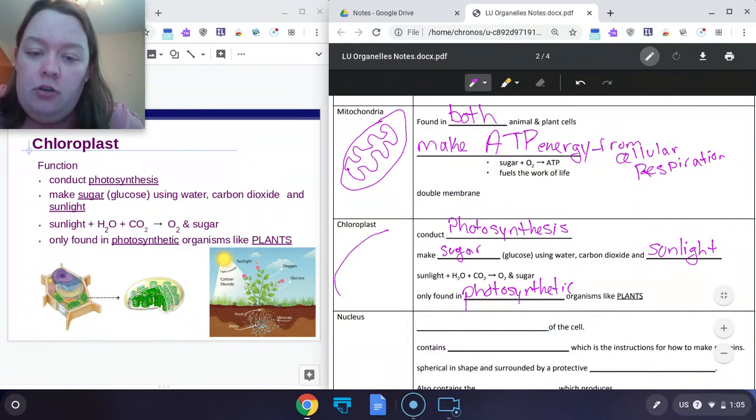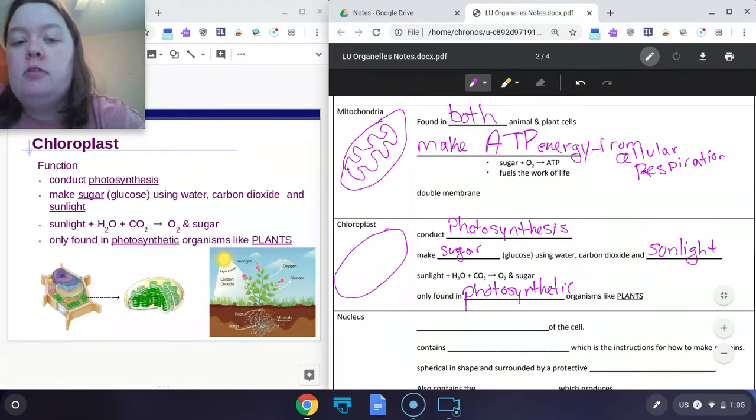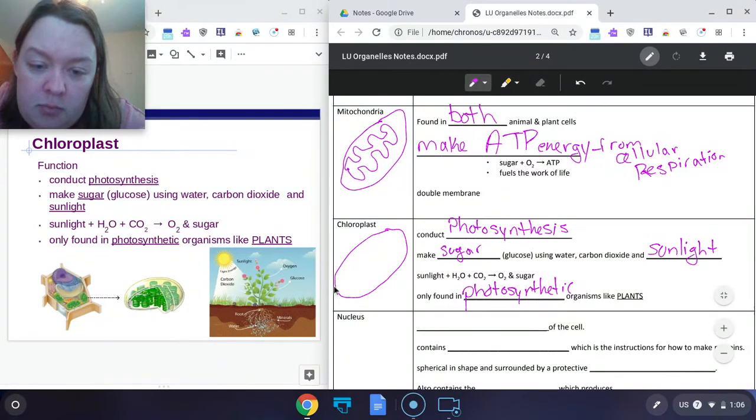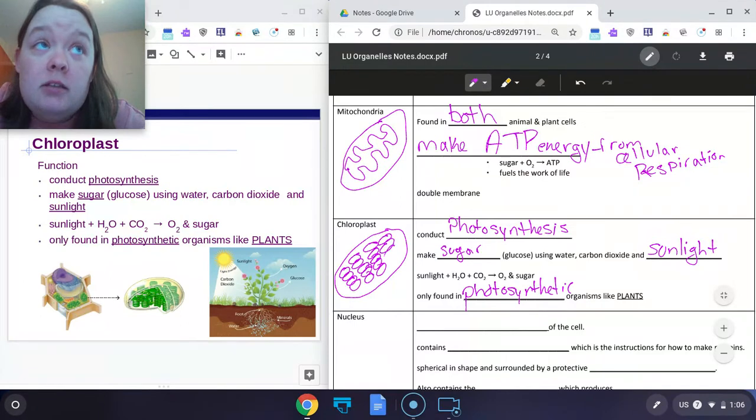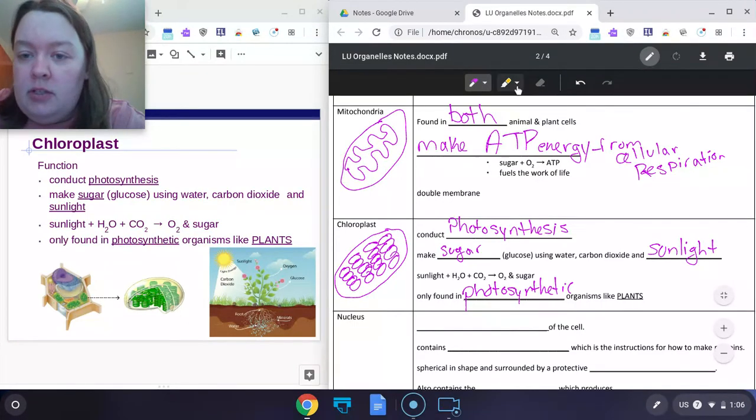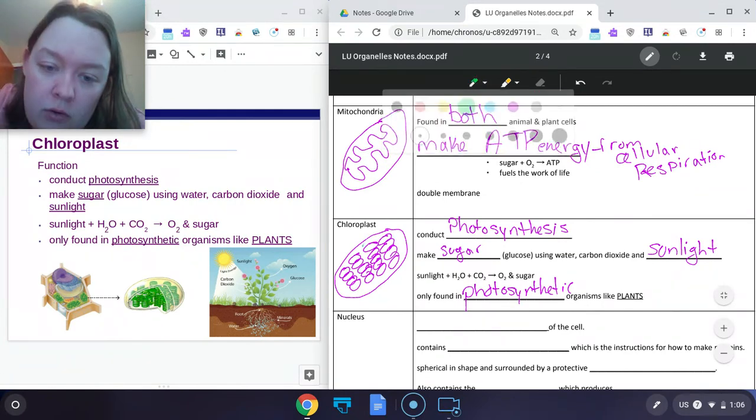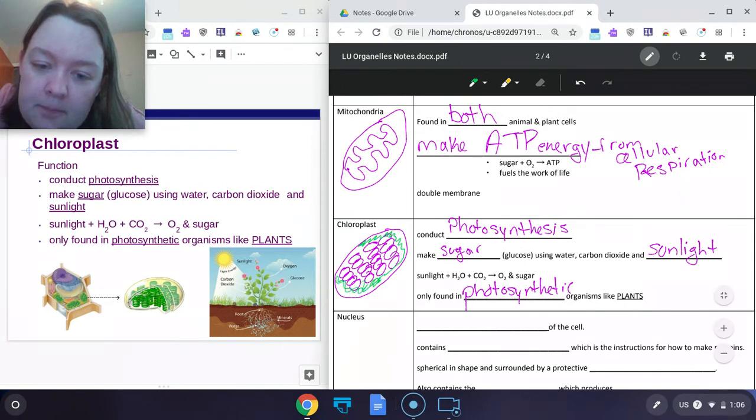Now I want to show you what a chloroplast looks like. Oftentimes mitochondria and chloroplasts are mixed up based on appearance. Mitochondria has the squiggles, but chloroplasts on the inside are going to have stacks of green structures that look like stacked coins or pancakes, a stack of flattened sacs, and again, the chloroplast is green.